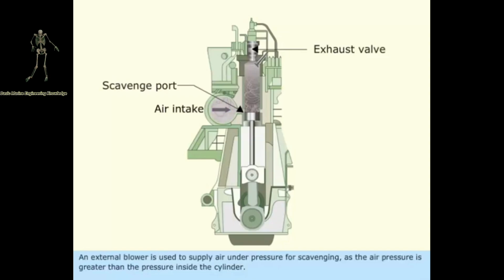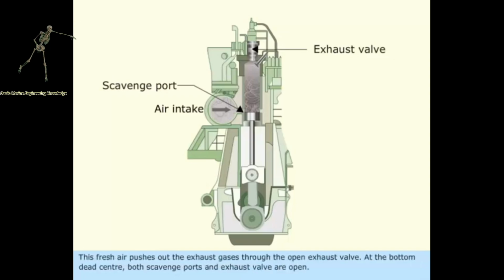An external blower is used to supply air under pressure for scavenging, as the air pressure is greater than the pressure inside the cylinder. This fresh air pushes out the exhaust gases through the open exhaust valve. At the bottom dead center, both scavenge ports and exhaust valve are open.